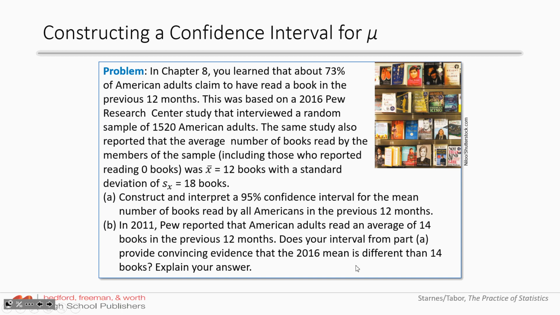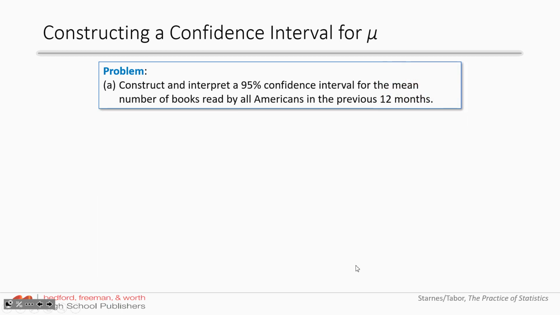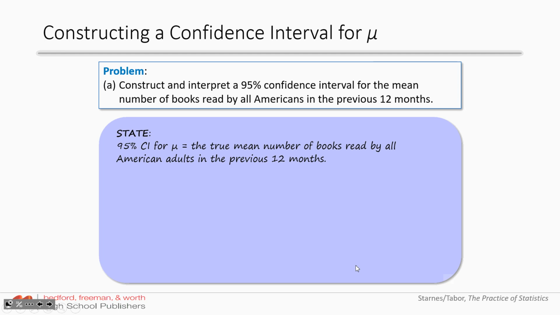We want to construct and interpret a 95% confidence interval for the mean number of books read by all Americans in the previous 12 months. So we're going to define our parameter of interest. In this case, I'm talking about population means.